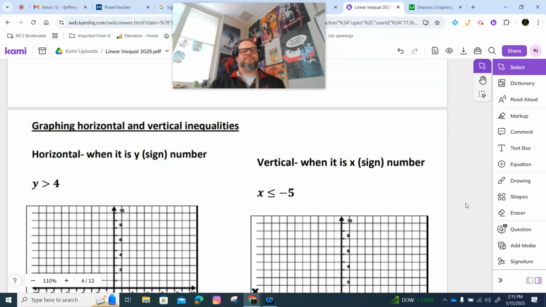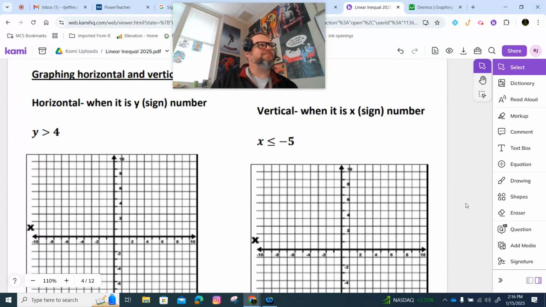Okay, so horizontal, like this is the only graphing thing you have to do. You're going to have one of each of these on the test. One is going to be horizontal, one's going to be vertical. The order may change. Yes, I think there's 12.